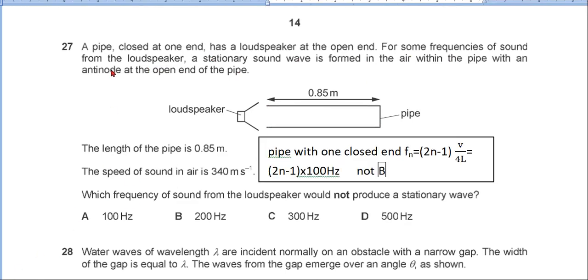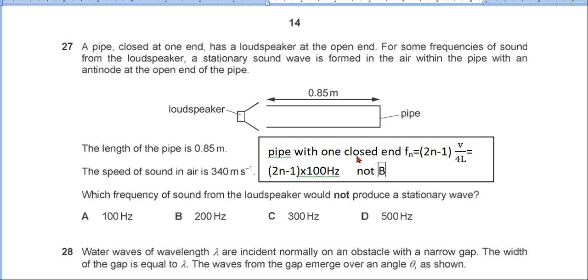Question 27. A pipe closed at one end has a loudspeaker at the open end. For some frequencies of sound from the loudspeaker, a stationary sound wave is formed in the air within the pipe, with an antinode at the open end of the pipe. The length of the pipe is given, and the speed of sound is given. What frequency of sound from the loudspeaker would not produce a stationary wave?